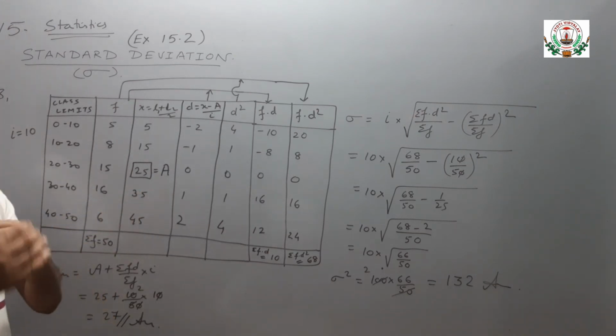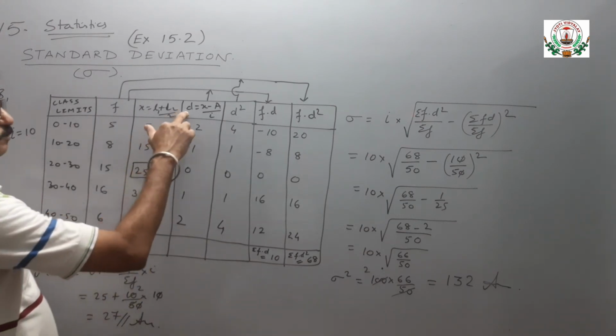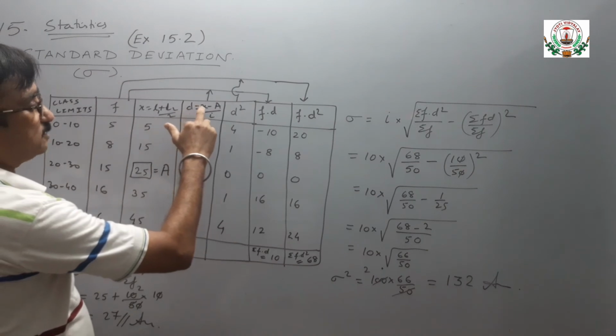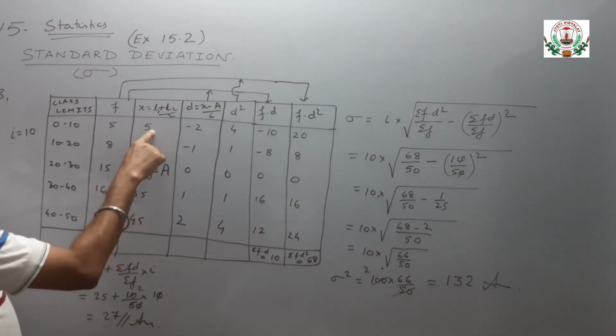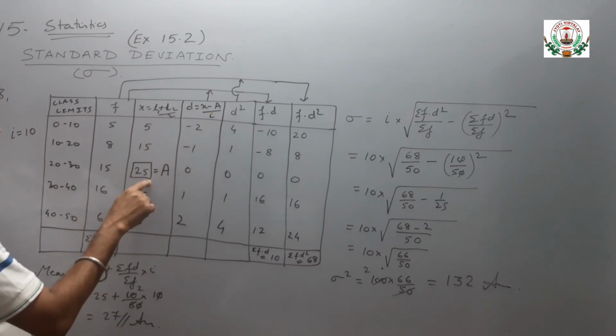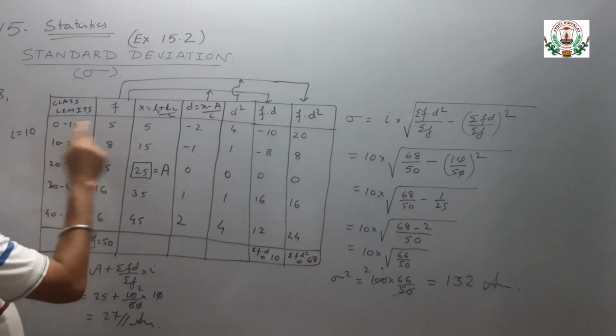Now, I am calculating the mean here by the step deviation method as you have learned in class 10th also. Now, deviation for the step deviation method is x minus a upon i. So, first x is 5 minus a, which is 25. 5 minus 25 will be minus 20 upon 10, minus 2.